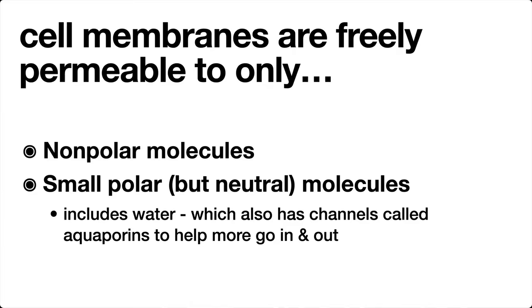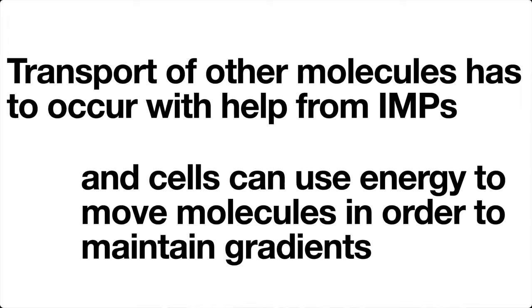It's kind of weird that water can actually go through the membrane freely. It also has channels called aquaporins to help more go in and out, but water is small enough that it can go through, even though it is kind of like the definition of hydrophilic. It's small enough, it's neutral, that it can go through, but you're not going to get charged things going through, at least not without help. Speaking of help, if we have charged things, if we've got bigger hydrophilic things, we're going to need some help. And that help is typically going to happen through proteins that span the membrane, so those integral membrane proteins.